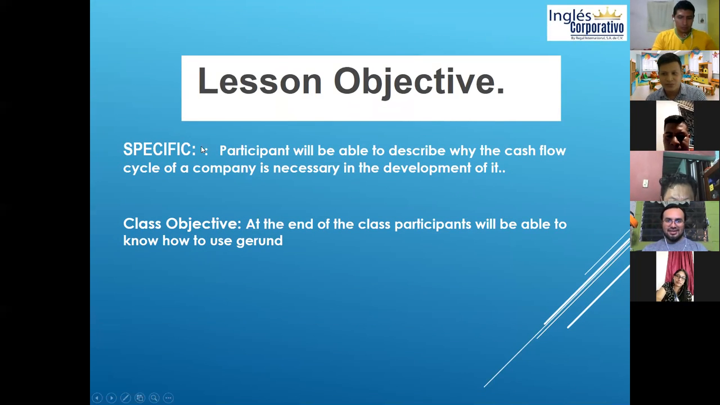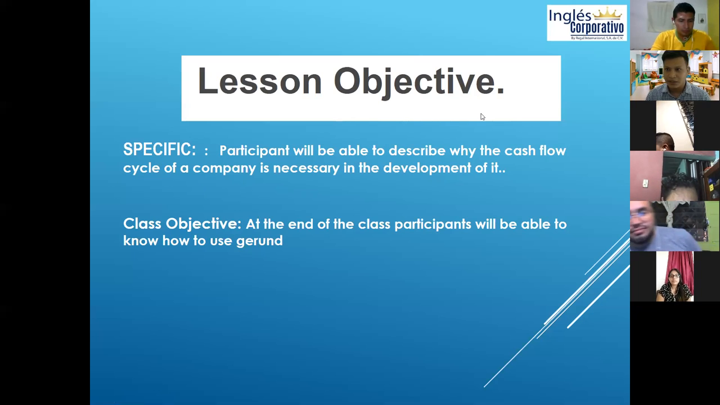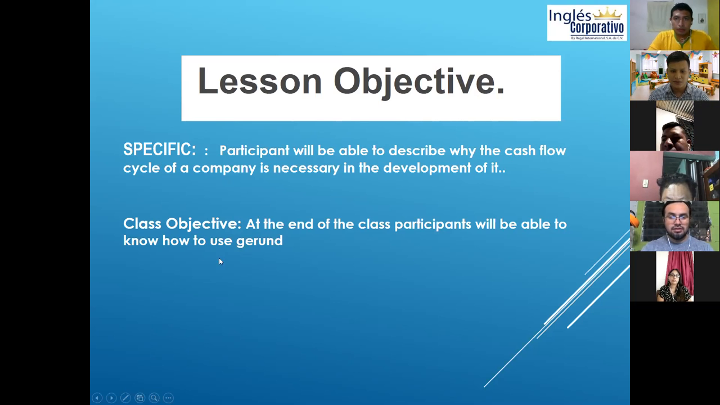Marvin, can you help me to read the specific objective, please? Participant will be able to describe why the cash flow cycle of a company is necessary in the development of it. Really good. Today we're going to continue talking about the cash flow cycle in a company. Jorge, can you help me to read the second objective, please? Class objectives. At the end of the class, participants will be able to know how to use gerund. Thank you, really good. Basically, today we're going to talk about cash flow and gerund, right?